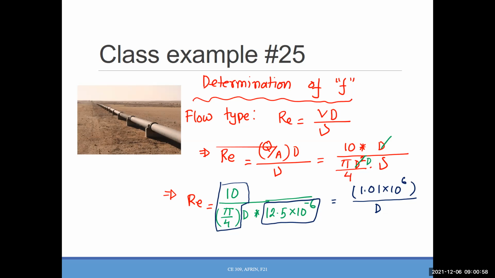So the plan for these 2 classes is we will complete class example 25 today. We are almost done. We just need to do one more trial and error for that one. And then we will start the very last topic of this course. What if we have more than one pipe? How can we incorporate all the head losses concept in pipe systems? Okay, so that's what we will do.